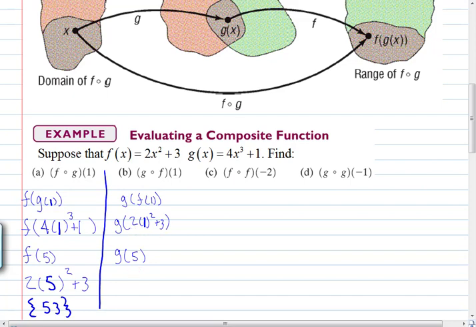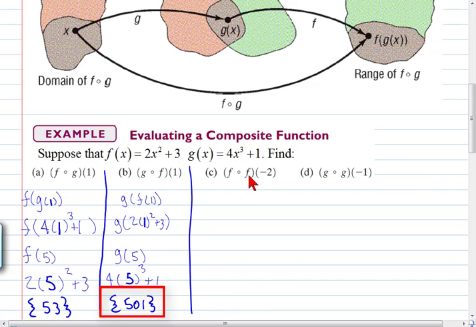So g of 5 is going to give us 4 times 5 cubed plus 1. What's 5 cubed? 125 times 4 is 500 plus 1 is 501. Makes sense? Alright, can we compose a function with itself?